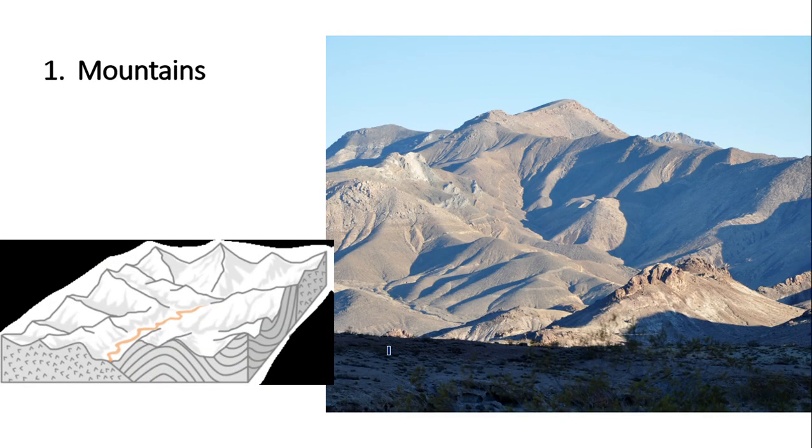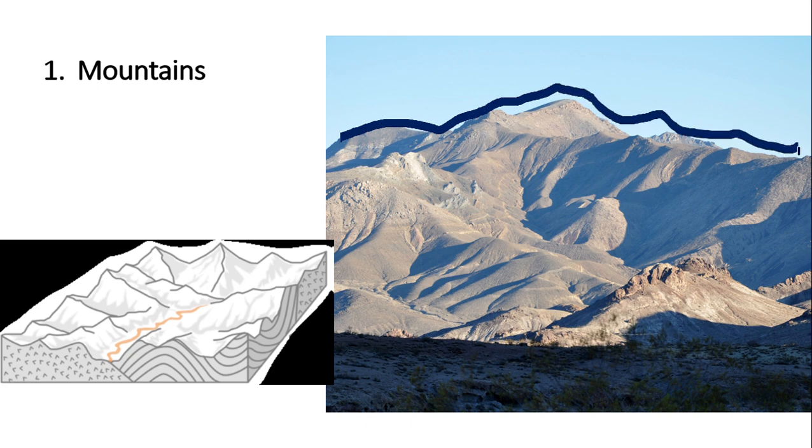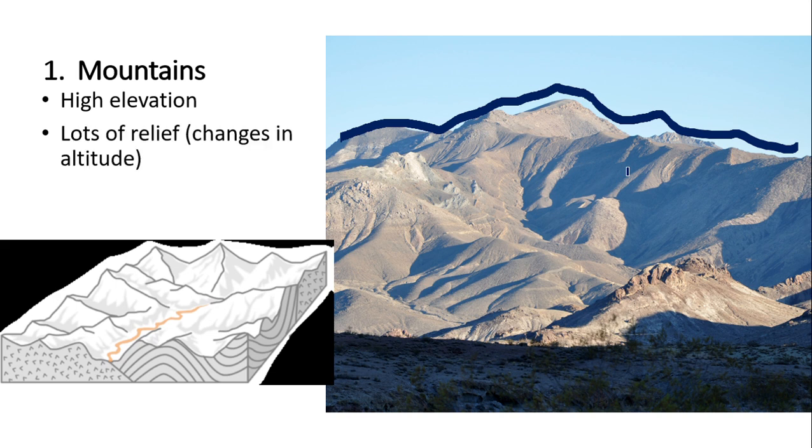Okay, first we have mountains. If we take a look at the mountains, we could see all of these kind of pointy tops, uneven, it kind of goes up and down. So mountains are going to have a higher elevation. We all know what a mountain is. It's a place that has a higher elevation. There's lots of relief. What does this word relief mean? Relief means that there is a lot of change in altitude.